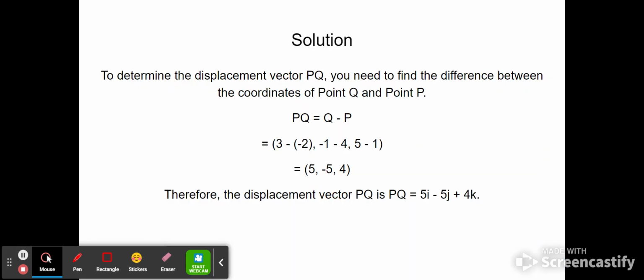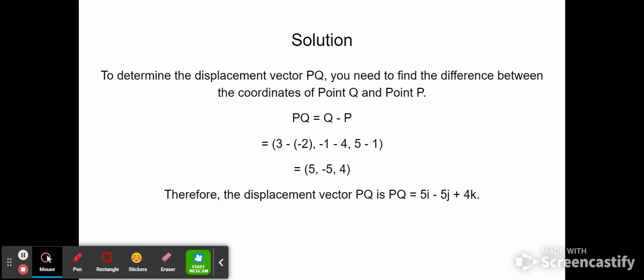So for the solution for part one, to determine the displacement vector PQ, you need to find the difference between the coordinates of point Q and point P, and PQ is equal to Q minus P. So we subtract the corresponding coordinates of point P from point Q to find the difference in each dimension x, y, z. By subtracting the x coordinate of point P from the x coordinate of point Q, we get the x component of the displacement vector.